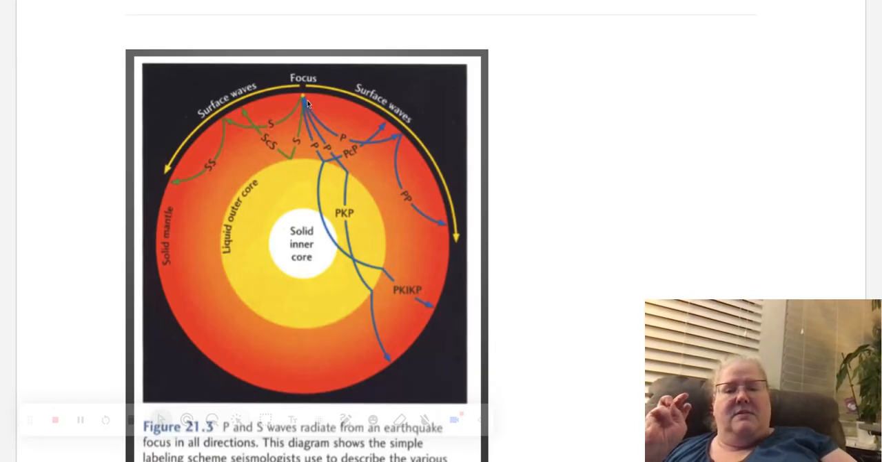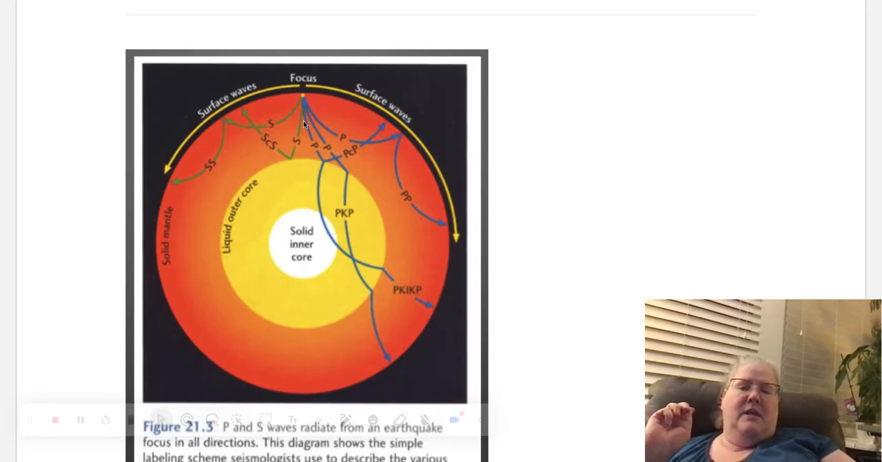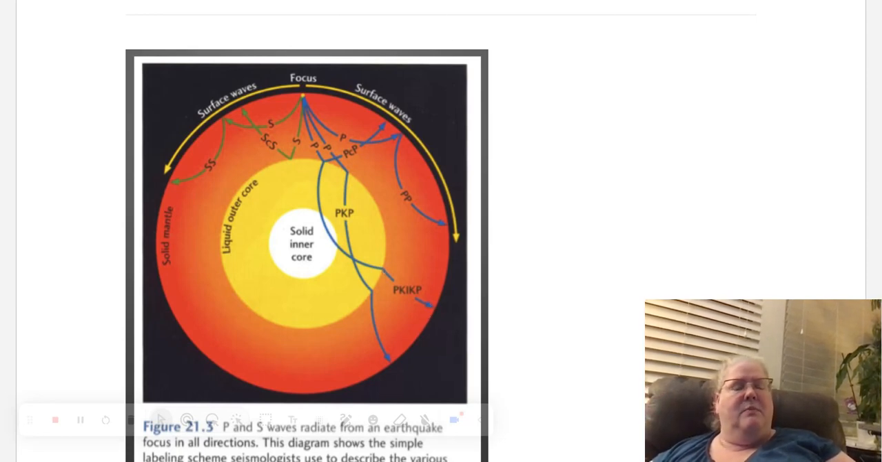P waves can travel through anything, but they do get a little bent when they go through the mantle boundary to the liquid core boundary. When it hits that liquid, it actually gets deflected a little bit, and it comes back out, and then it gets deflected back when it comes back through. And we know how we can measure these waves. We can reproduce them in a controlled environment so we can see how they go.